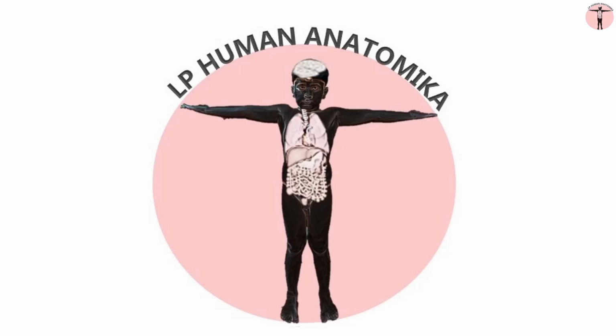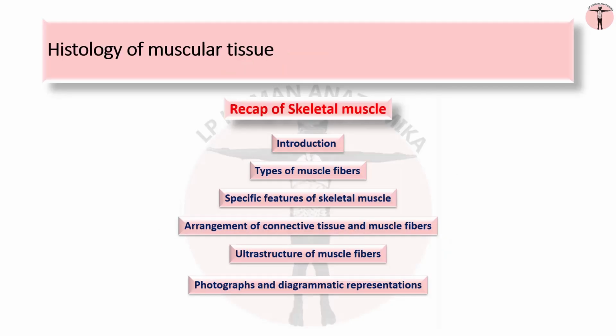Welcome back to Anatomiqa. In the previous session, we discussed the general introduction, types of muscle fibers, specific features of skeletal muscle, arrangement of connective tissue and muscle fibers, ultrastructure of muscle fibers, and how it is observed under the microscope with photographs and diagrammatic representations. In this session, we will discuss the histology of cardiac muscle.